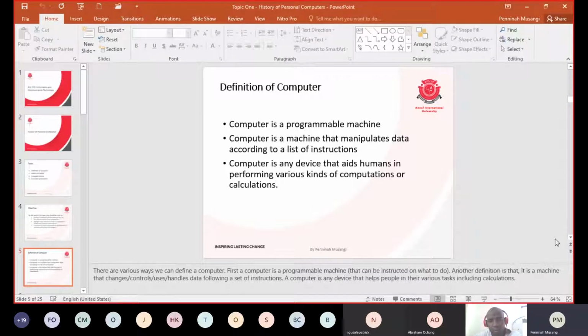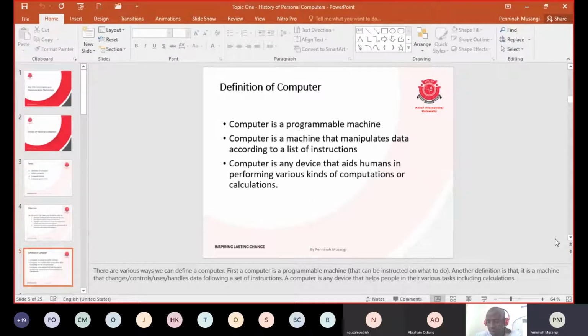So that is one way we can define a computer, as a programmable machine. The second definition is a machine that manipulates data according to a list of instructions. Manipulated data means changing, controlling, using, or handling data. So you provide data to a machine, and it changes, controls, or uses that data following a list of instructions. That machine can then be termed a computer. So that's another way of defining a computer.